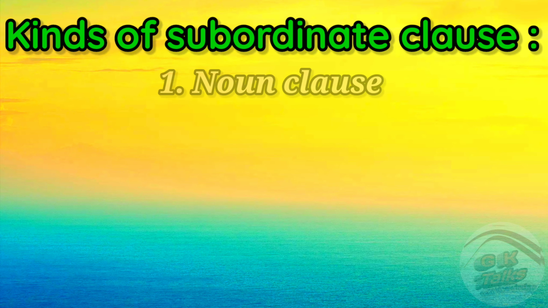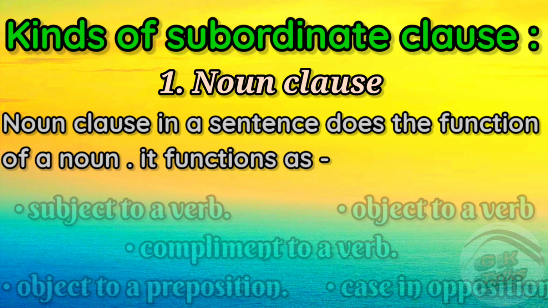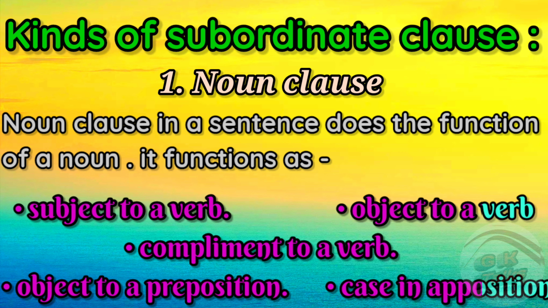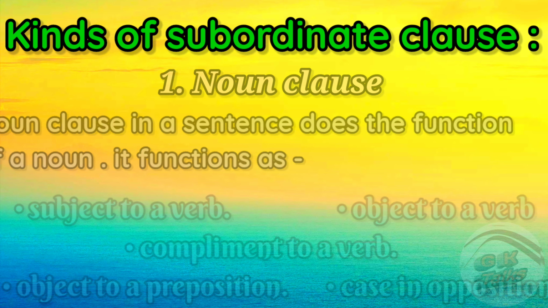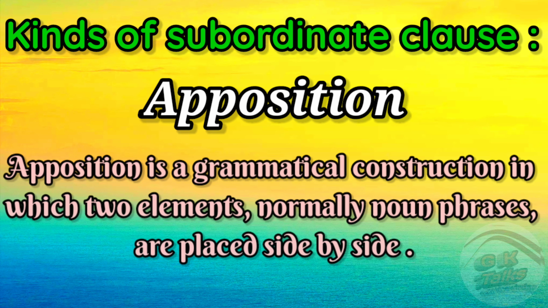First, noun clause. A noun clause in a sentence does the function of a noun. It functions as subject to a verb, object to a verb, complement to a verb, object to a preposition, and in case of apposition. Now here you are hearing the word apposition. What does it mean? Apposition is a grammatical construction in which 2 elements, normally noun phrases, are placed side by side.